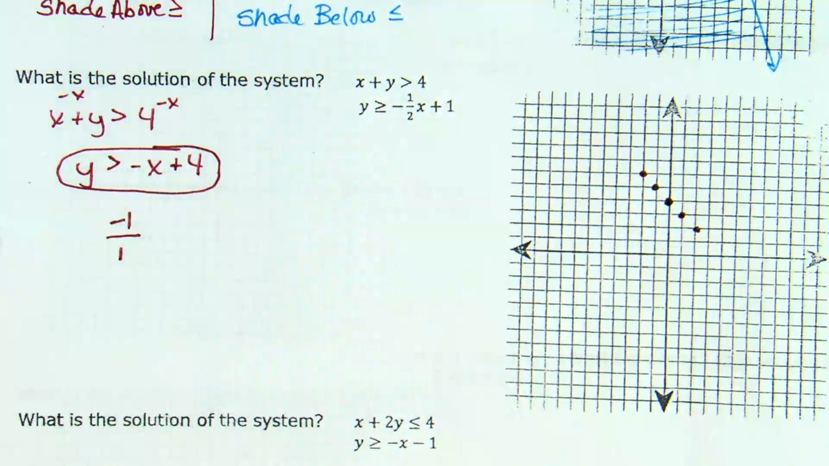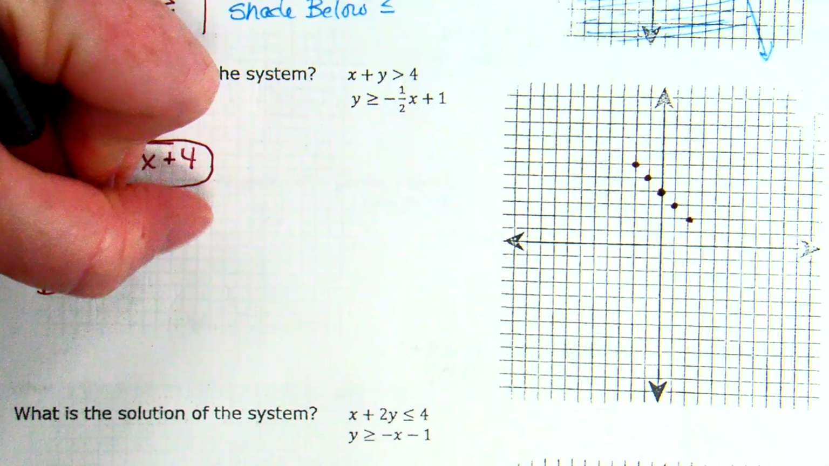What are you doing next? Dotted line? Dashed line? Because? It's not equal to. Good. Because it is just less than or greater than. This is a dashed or dotted line.